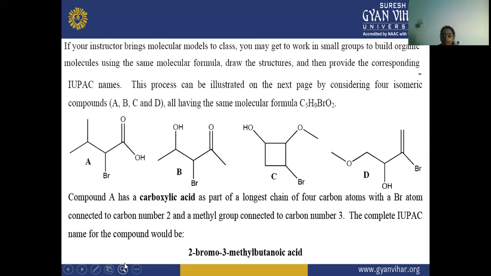Next, some structures are given, and they are four isomeric compounds, A, B, C, and D, with the molecular formula C5H9BrO2. Compound A has a carboxylic acid as part of the longest chain of 4 carbon atoms, with the Br atom connected to carbon number 2 and the methyl group connected to carbon number 3. The complete IUPAC name should be 2-bromo-3-methylbutanoic acid.